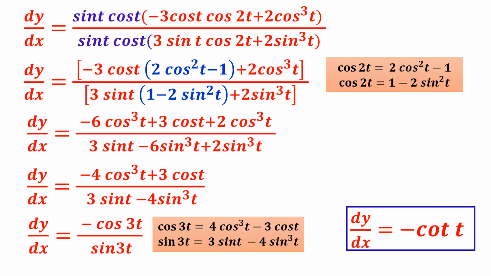Now this problem can be done by taking common also. Won't be any problem. But anyway, the direct formula for cos 3t and sin 3t is resembling, so we are directly substituting. Now you see the problem, it was a very big expression that was given, but the differentiation is minus cot t, or minus 1 upon tan t.